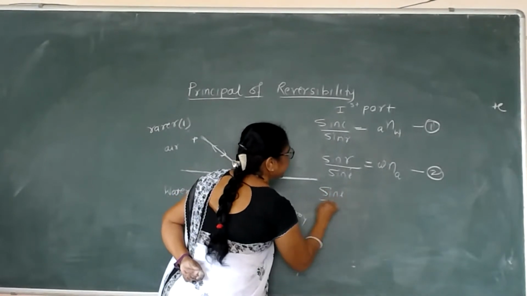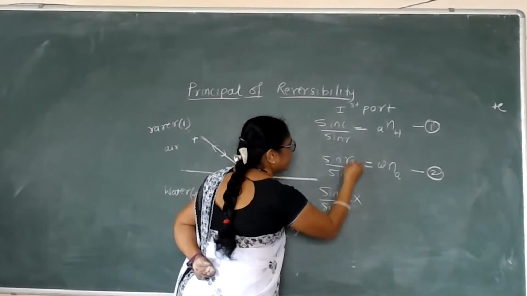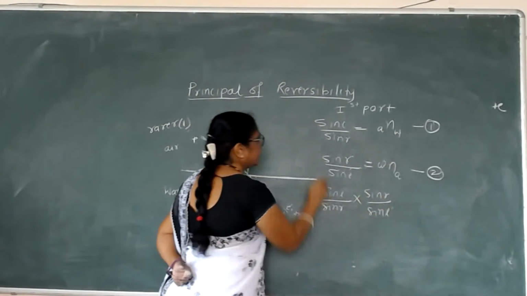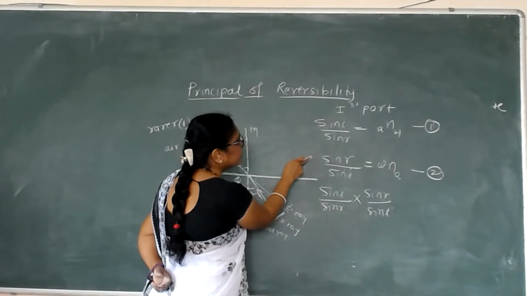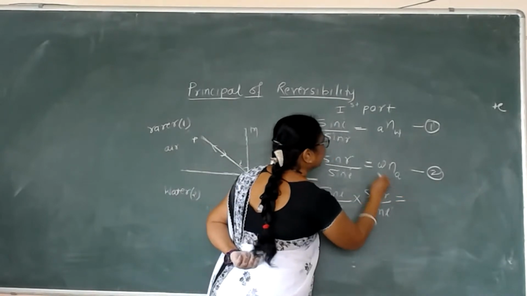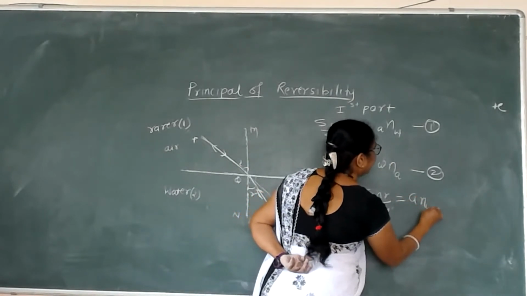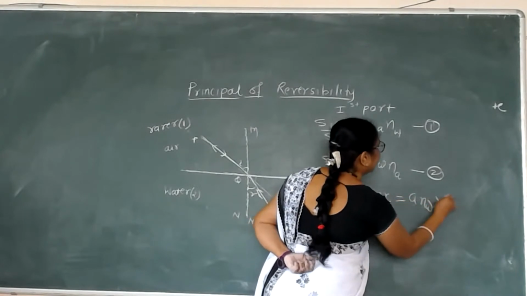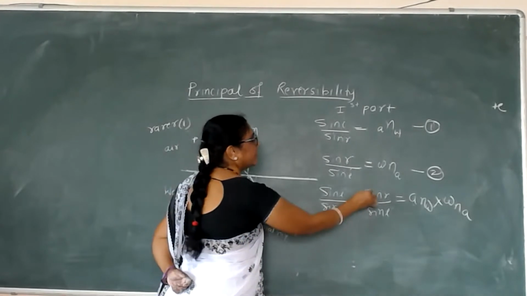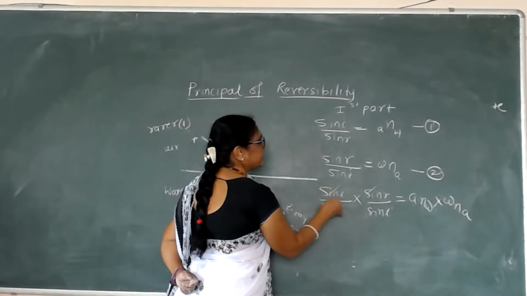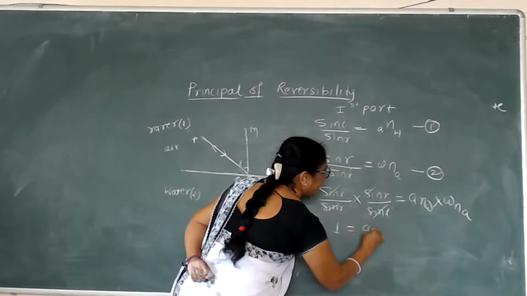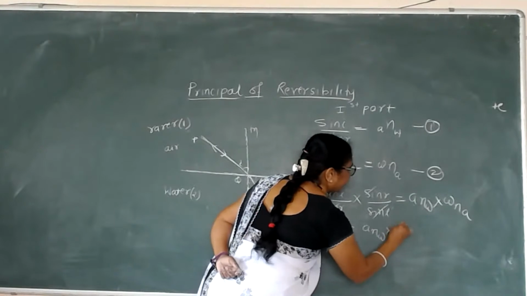Sin i by sin r into sin r by sin i is equal to aNw into wNa, air to water medium into water to air medium. Multiplying both equations, sin r gets cancelled, sin i gets cancelled, and we get 1. So 1 is equal to aNw into wNa.